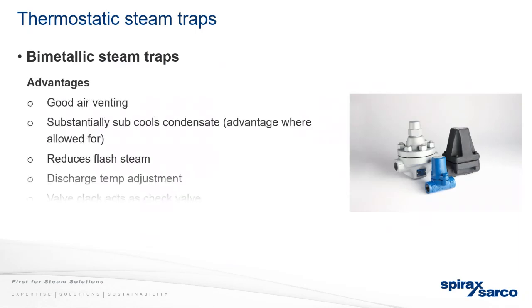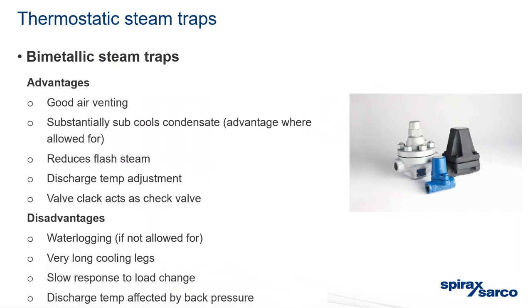So the advantages and disadvantages of thermostatic traps. Again, they're good at air venting. Sustainably subcools condensate, so the advantage, as we spoke about with the previous one, is that it reduces flash steam for the same reason. Discharge temperature is adjustable. To a certain degree, you can change the temperature of the condensate flowing out of it by the difference in the bimetallic pack you use. And the valve clack acts as a check valve.